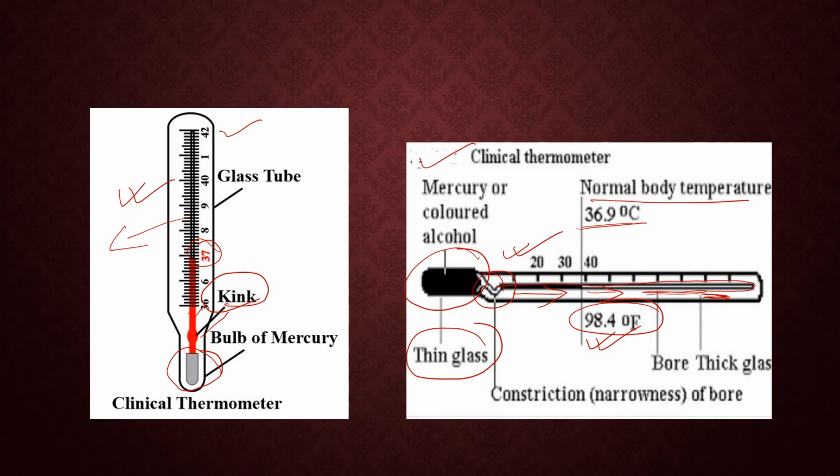So you should never use this clinical thermometer for liquids like hot milk or boiling water. It should not be used. It has a highest temperature of 108 degrees Fahrenheit here and 42 degrees Celsius here. So it might burst if you put the thermometer in boiling water or boiling milk. Now let us move on to the other important things about a clinical thermometer.